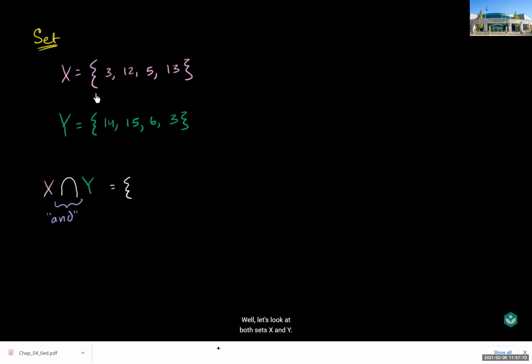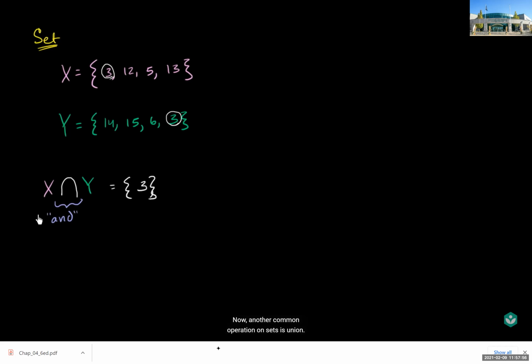Well, let's look at both sets X and Y. So the number 3 is in set X, is it in set Y as well? Well, sure, it's in both, so it will be in the intersection of X and Y. Now the number 12 is in set X, but it isn't in set Y, so we're not going to include that. The number 5 is in X, but it's not in Y. And the number 13 is in X, but it's not in Y. And so the intersection of X and Y is the set that only has one object in it. It only has the number 3. So we are done. The intersection of X and Y is 3.